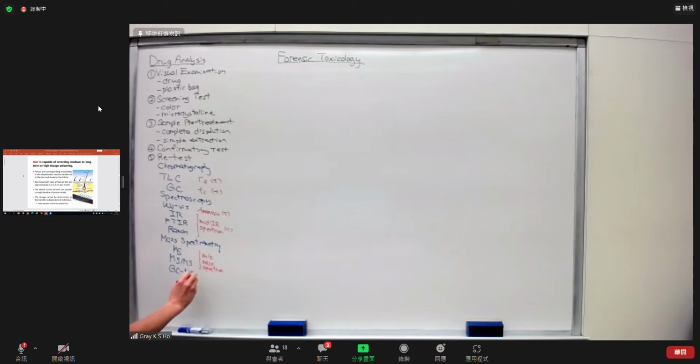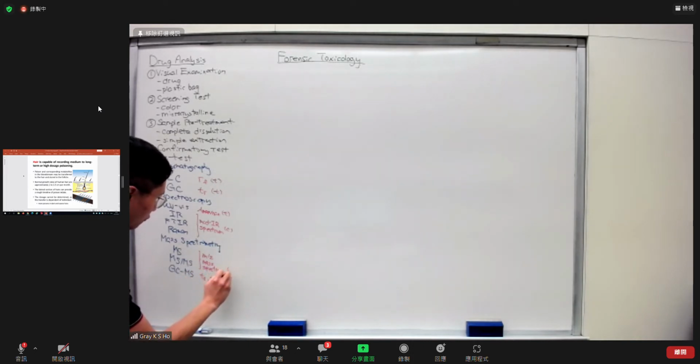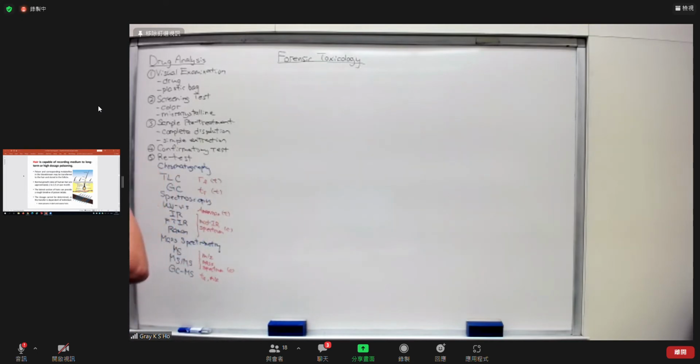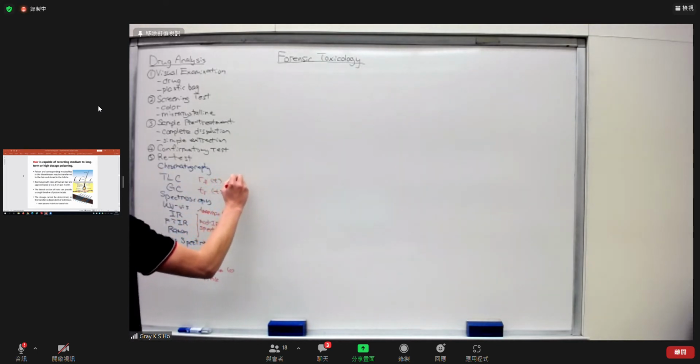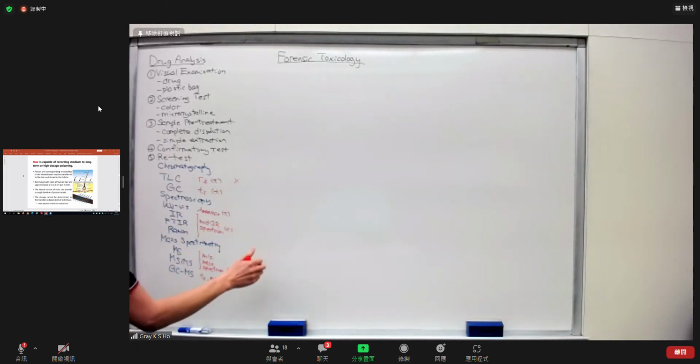So for the GC-MS, we make use of the retention time together with the mass to charge ratio and the mass spectrum to identify what it is. Altogether, if we have the mass to charge ratio and the mass spectrum, the identification will be confirmative. So in view of the quantification, for TLC, we cannot do anything.